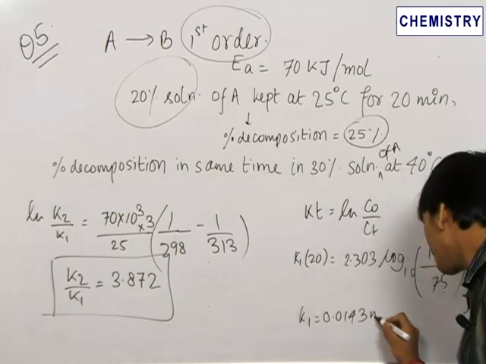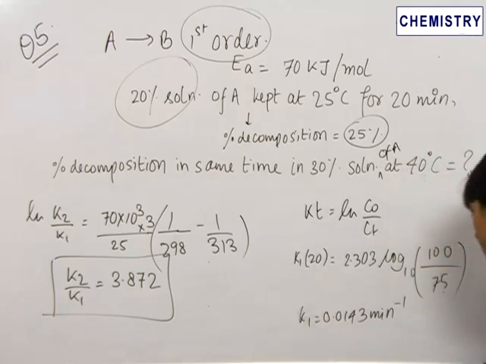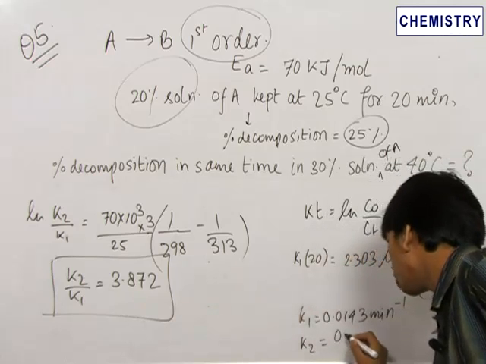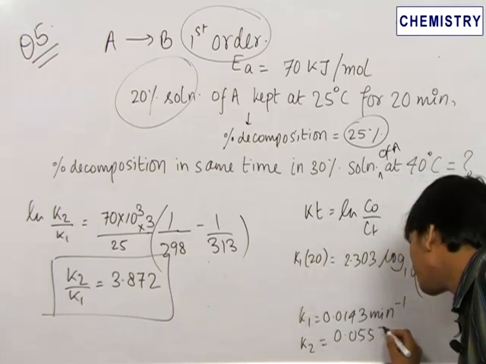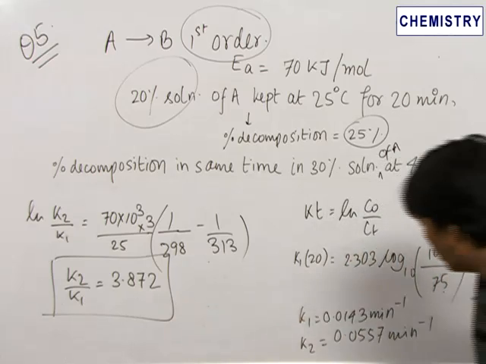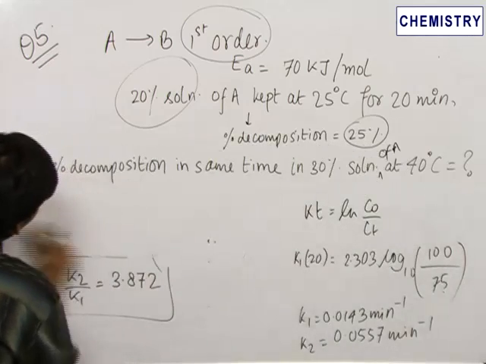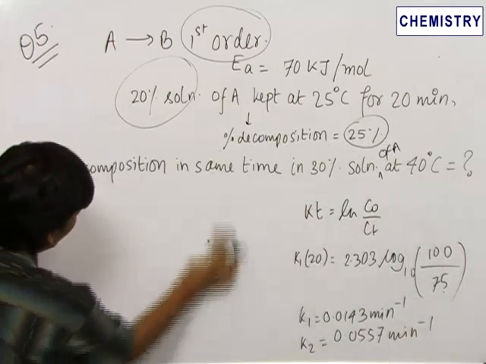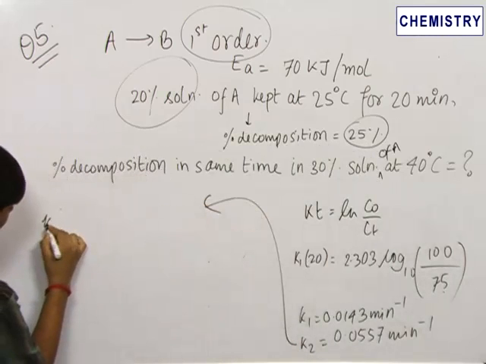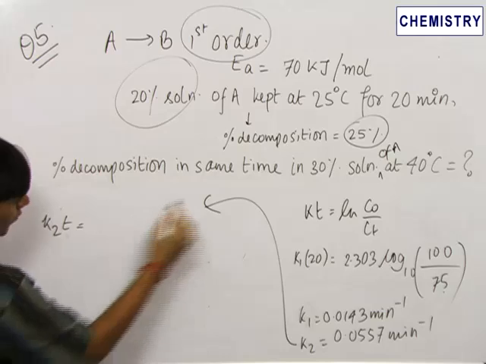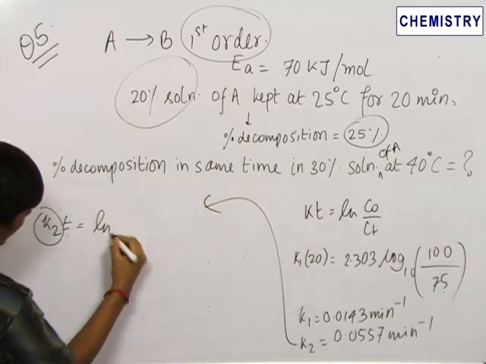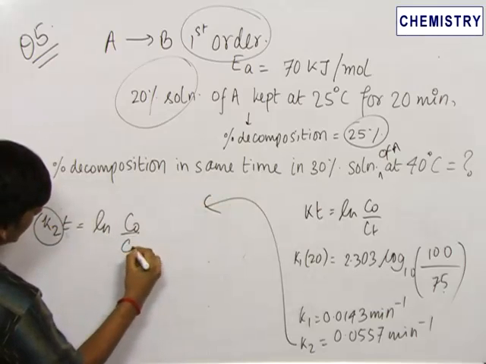Therefore on solving this, we get the value of K1 equal to 0.0143 minute inverse, and using this we get K2 is equal to 0.0557 minute inverse. Now we know K1 and K2. What we needed to find out the percentage decomposition was nothing else but K2. Now we can write K2t is equal to, for 40 degrees Celsius the rate constant is K2, therefore we write K2t is equal to ln of C0 upon Ct.